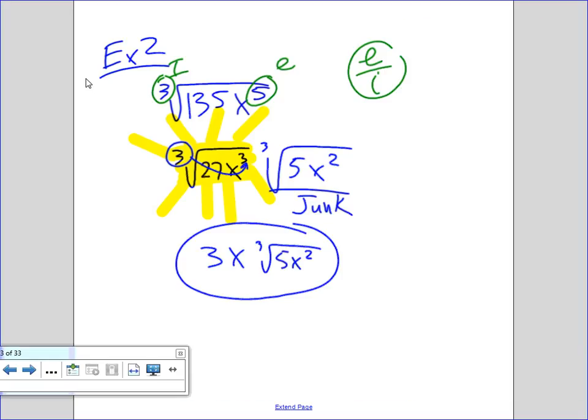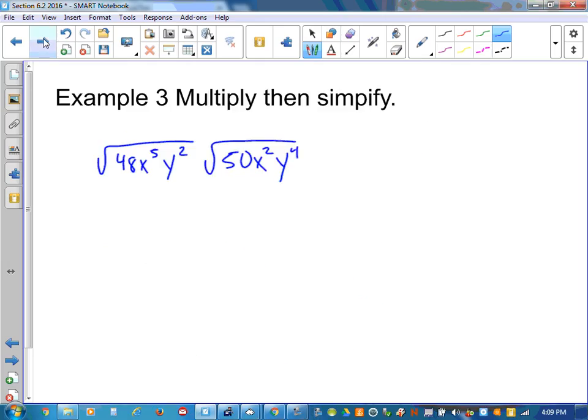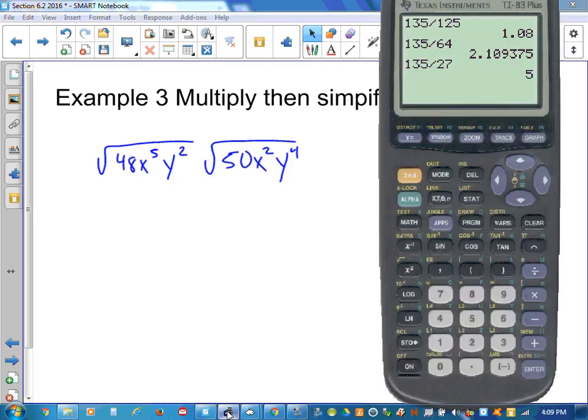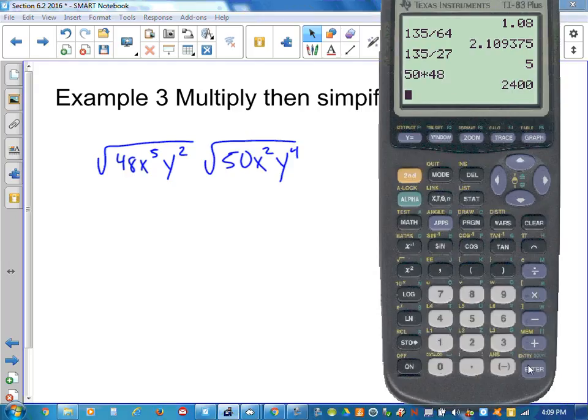All right. Next example. We're going to multiply, then simplify. So we're going to multiply these together, then simplify. So here we go. 50 times 48. It's the end of the day. My brain's tired, so I'm going to get my calculator here. Times 48, even though that shouldn't be too hard to do, is 2,400.